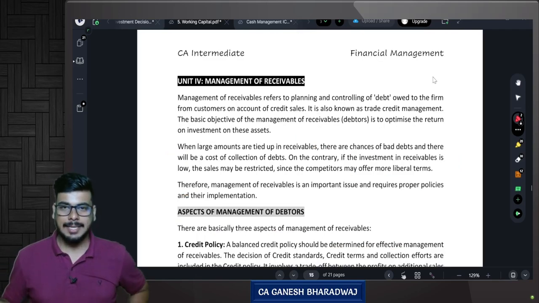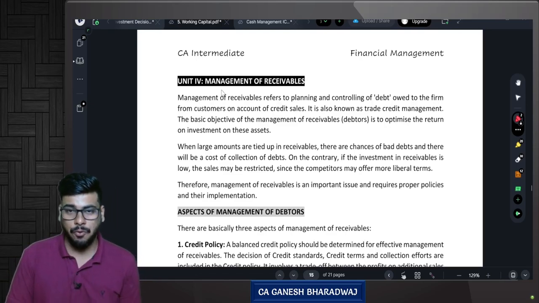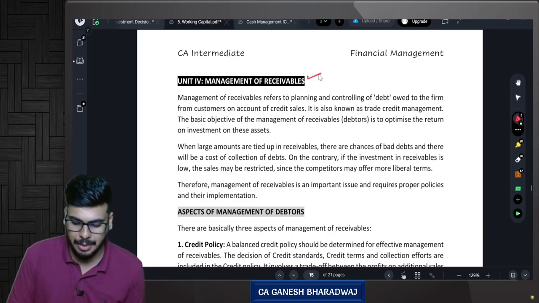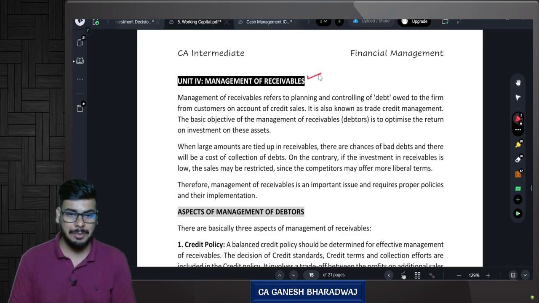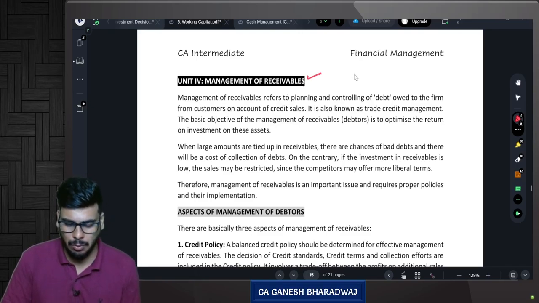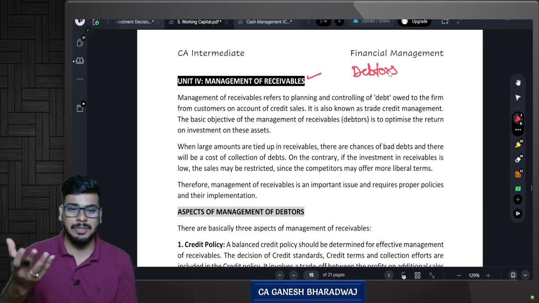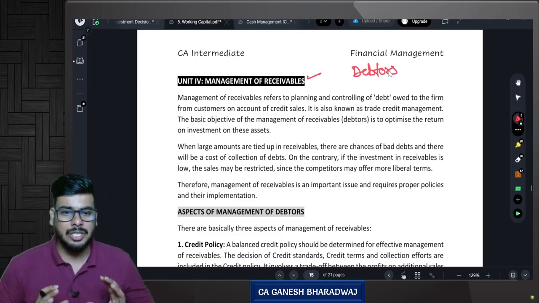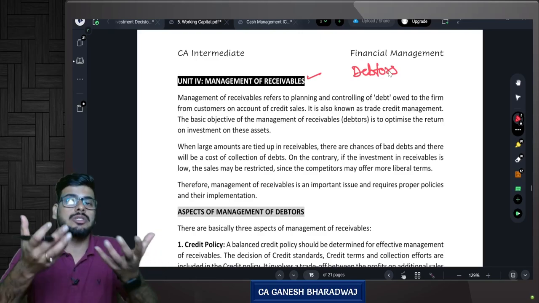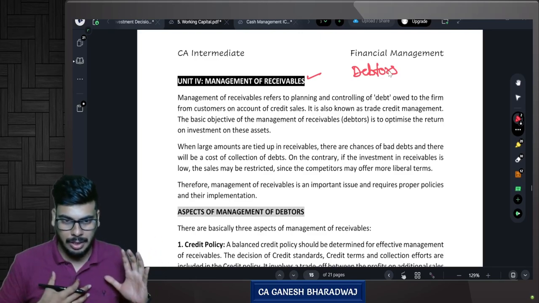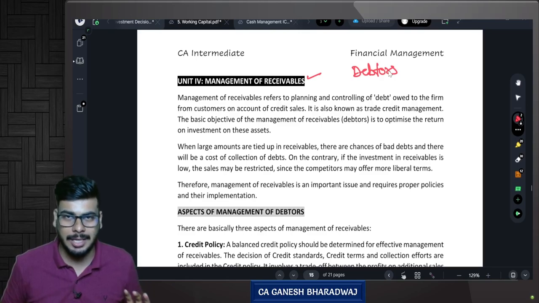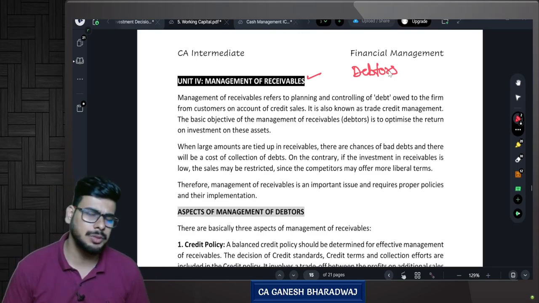Now, let's get started with Unit 4 in this working capital management chapter, which is management of receivables. So basically, receivables stand for what? Your debtors. Predominantly, it stands for your debtors, and of course bills receivable also. So the people who owe some money to the firm, to the particular company, are called debtors or receivables.